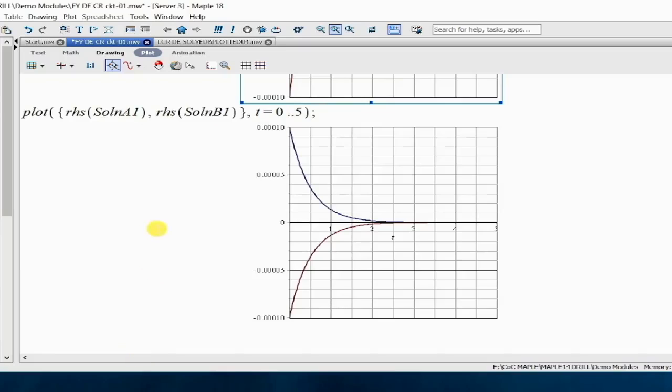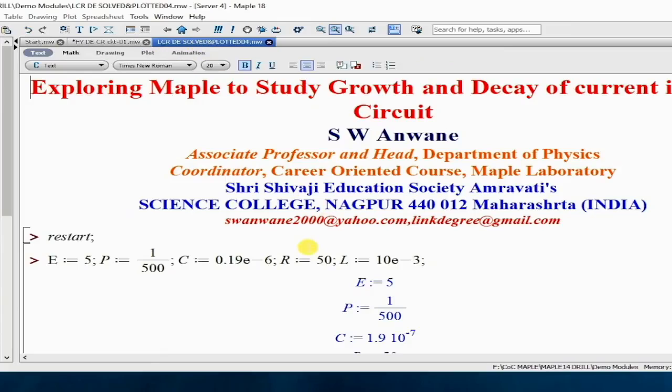But before closing, I want to quickly go through the LCR circuit. In Maple video lecture number 6, I have discussed the complete theory. If someone is interested in listening to the whole discussion of solving a differential equation of second order, you can refer to that video, Maple lecture number 6.